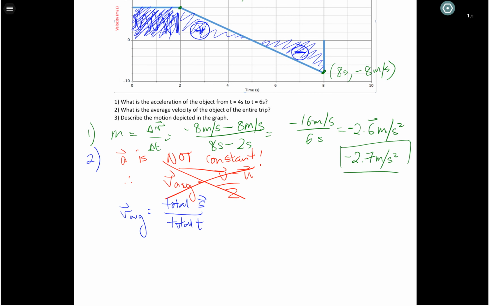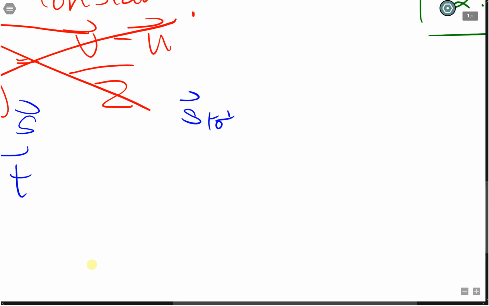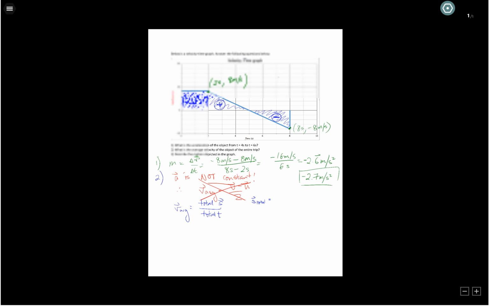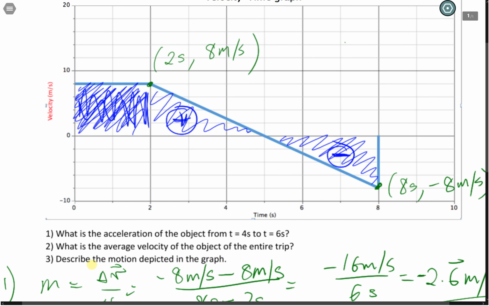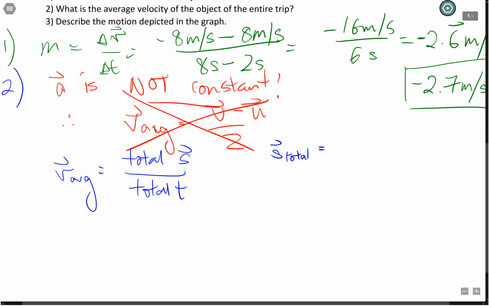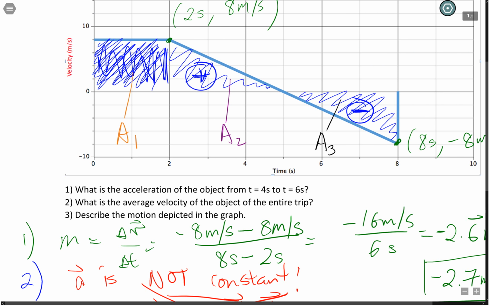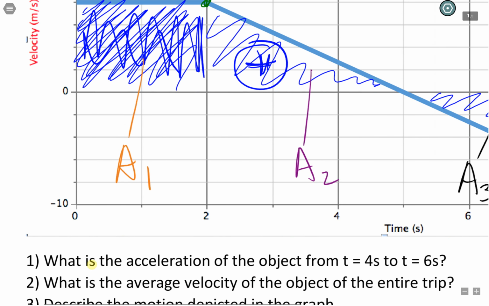To get our total S, my total S is going to equal my area underneath this graph over here. So I'm going to label the area underneath here A1, A2, and the third color here, A3. That is to get my total displacement. So I have A1 plus A2 plus A3. If we look at A1, A1 looks like the shape of a rectangle. You need to know the area of a rectangle.